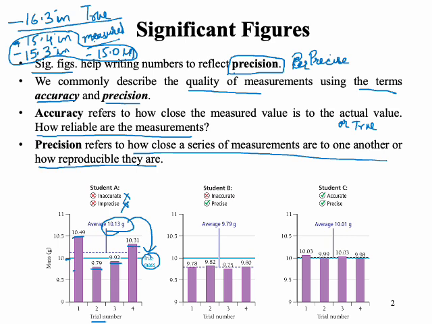Student B got these measurements: 9.7, 9.8, 9.7, 9.8. The average comes out to 9.79. It is far from 10, which means it is not accurate, so it's inaccurate. But all the 4 measurements made by student B are close to each other. So that is why the measurements are precise, which means they are doing the right thing. They are taking the measurements how they should be taken. It's precise, but it's just not accurate, which means they either are not reading their measuring device correctly, or something's wrong.